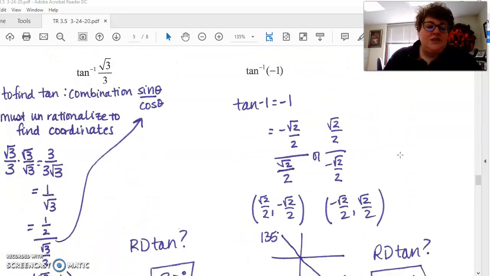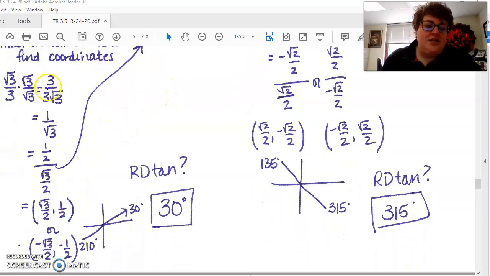Now, these two tangents are a little bit harder, first of all, because it's the combination of sine over cosine. So to find your coordinate that it goes back to, you have to unrationalize, and I tried to work through that with you on the left. And then it goes back to the coordinate root 3 over 2, 1/2. And because it's positive, remember two negatives will make a positive, so I either have both positive or both negative. So 30 or 210. The restricted domain of tangent gives us 30.